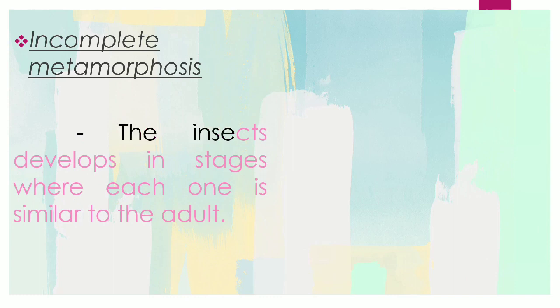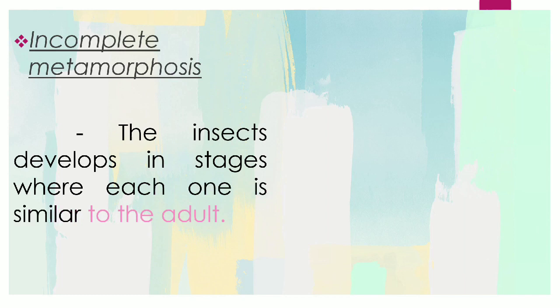The second type of metamorphosis is incomplete metamorphosis. In incomplete metamorphosis, the insect develops in stages where each one is similar to the adult. The differences between each stage are usually small, often just a difference in size and number of body segments. There are 3 important stages in incomplete metamorphosis. The first stage is the egg, second, nymph, and the third stage is the adult.